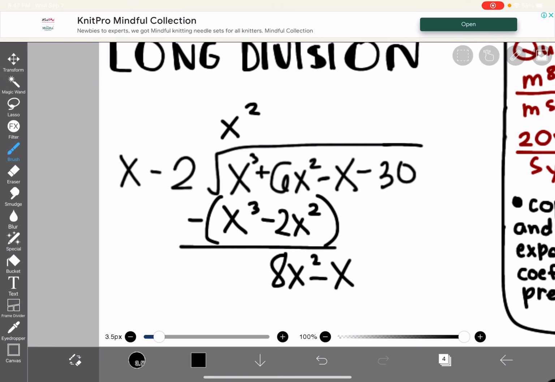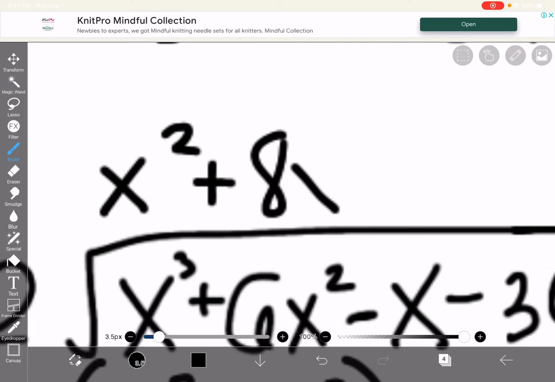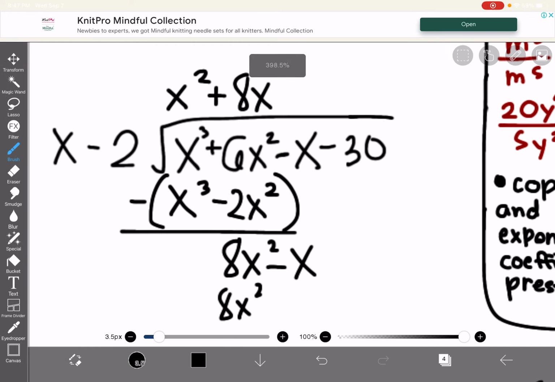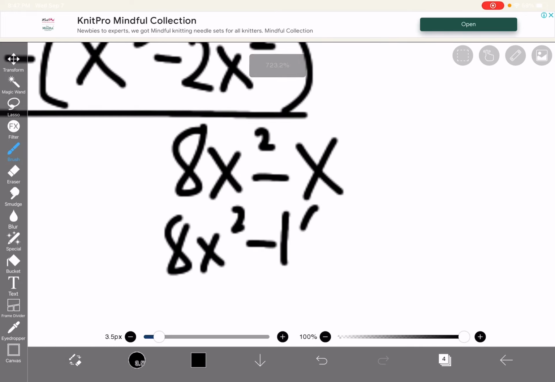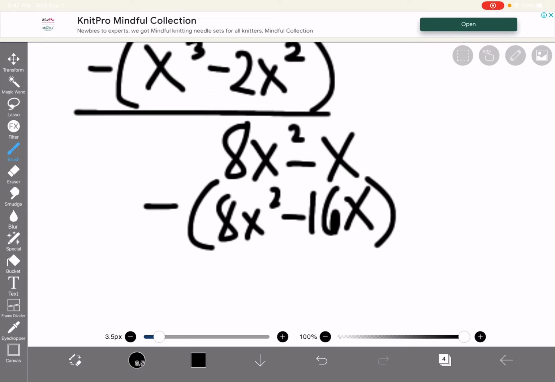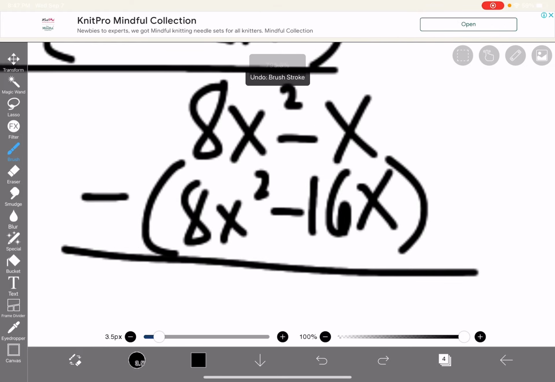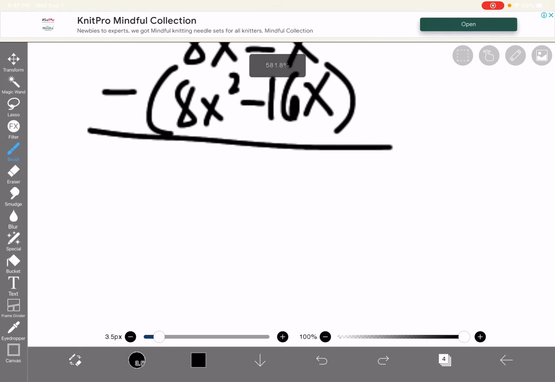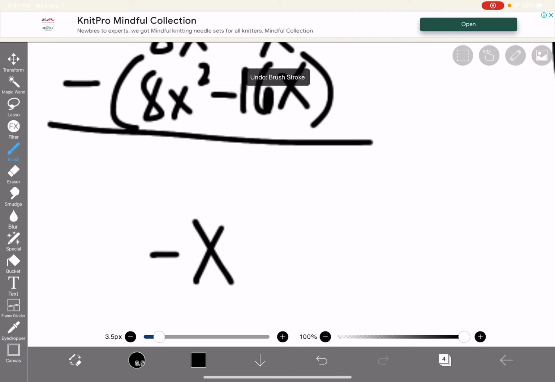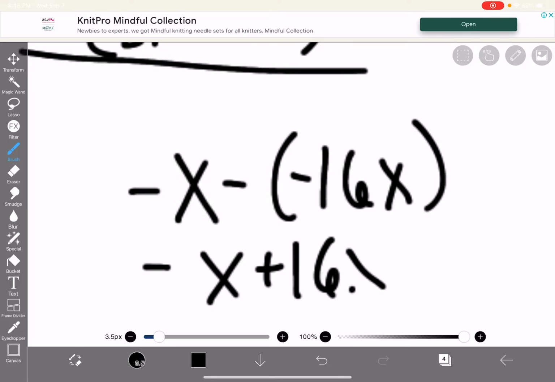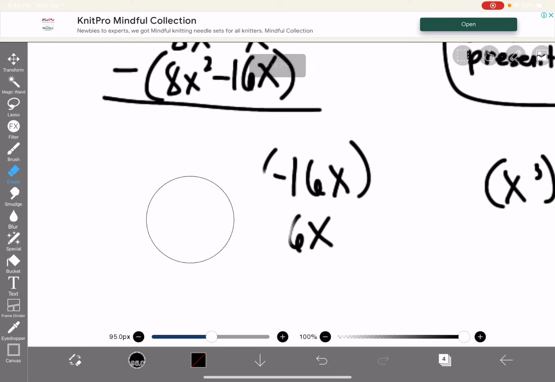Now, let's divide 8x squared by x, which leaves us with 8x, a positive 8x. So let's add the plus sign. 8x multiplied by x, 8x squared. 8x multiplied by negative 2, we have 16x. Let's subtract. Again, we have something very similar to what we encountered over here. 8x squared minus 8x squared, we already know that's 0. Negative x, negative 16x. It will become positive, so negative x plus 16x, it's 15x.